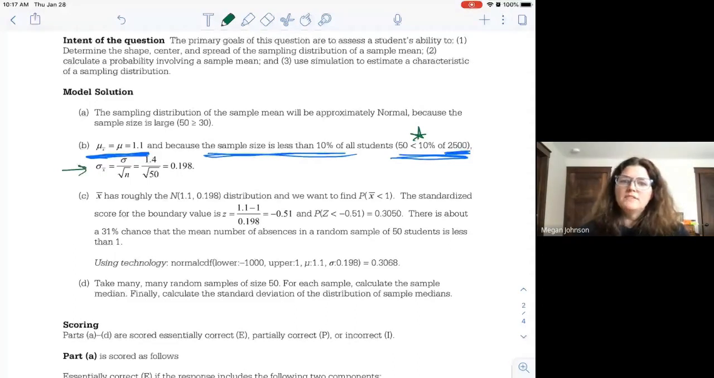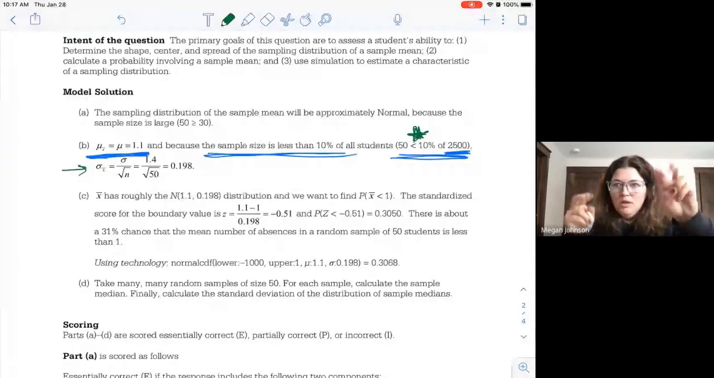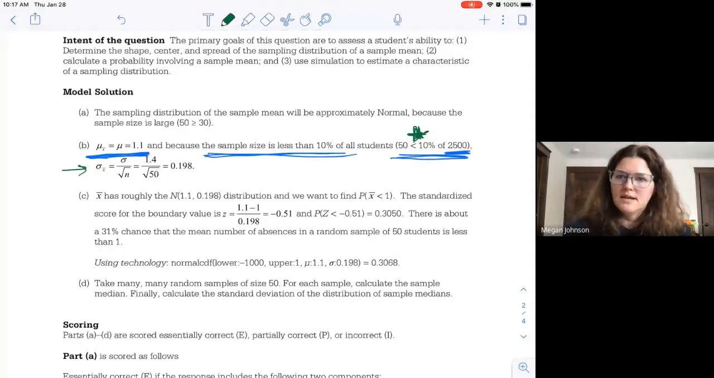Because you know that the sample size is less than 10% of the whole population, then you can calculate the standard deviation safely. We don't have to worry about the fact of not replacing our subjects. That's why this is important. Because once you sample someone, you don't put them back into the pool to then be able to pull them again. So that's why you need to know that your sample size is less than 10% of your parent population.